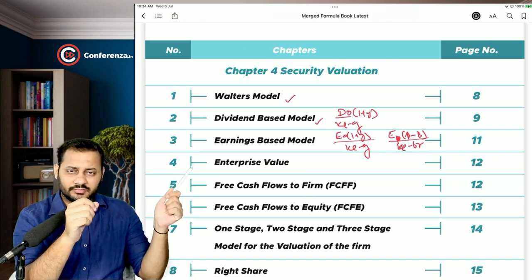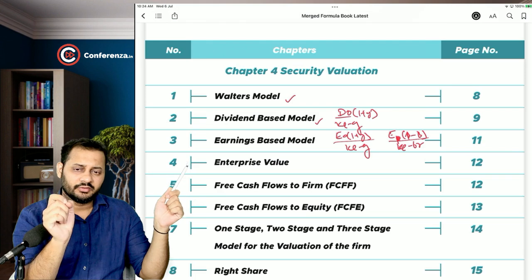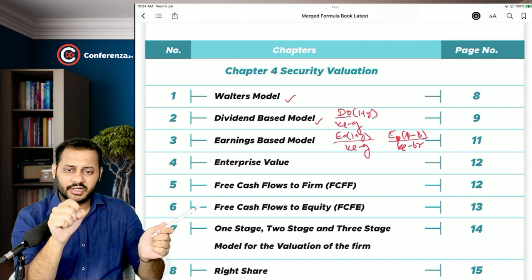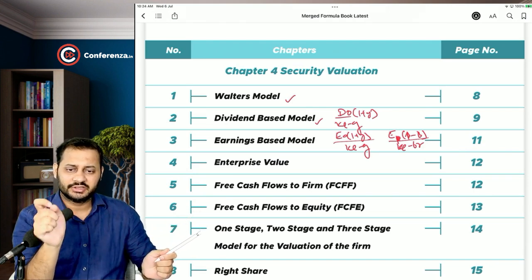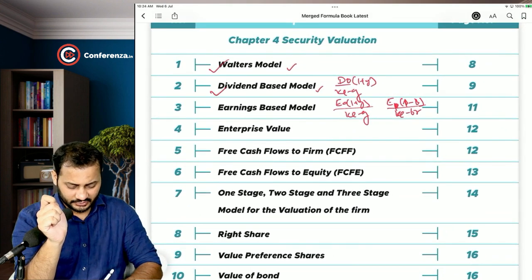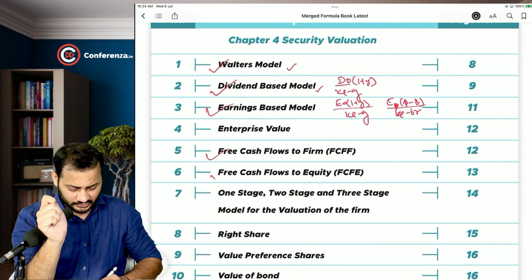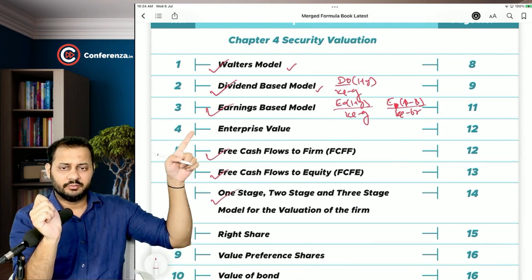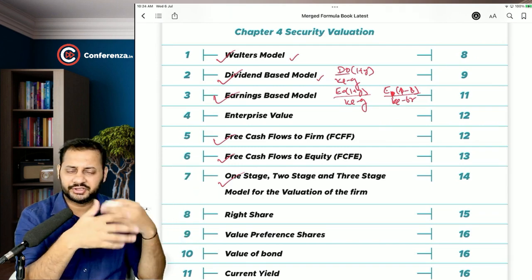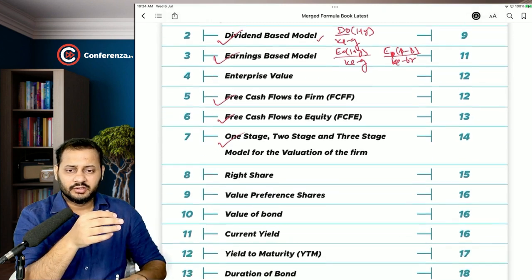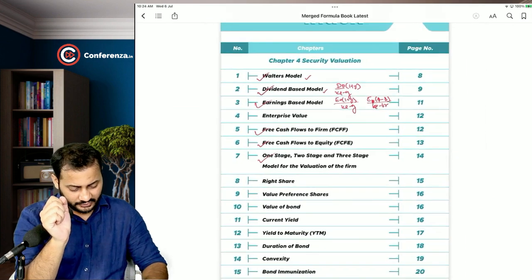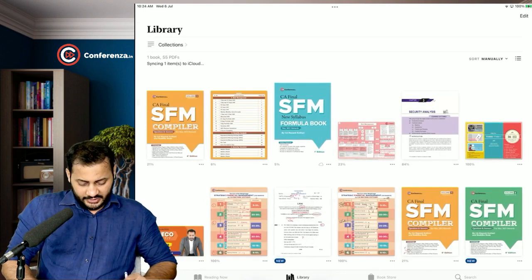Then comes the enterprise value. We'll discuss this particular concept in this lecture. We have also seen free cash flow to firm, free cash flow to equity, and the 1 stage, 2 stage and 3 stage models of valuation of the firm. So we completed these. We'll be discussing enterprise value. Just 3 questions are there and the concept is very small, so we'll finish it very quickly. Then right shares will be the main topic. So this was all that we discussed.